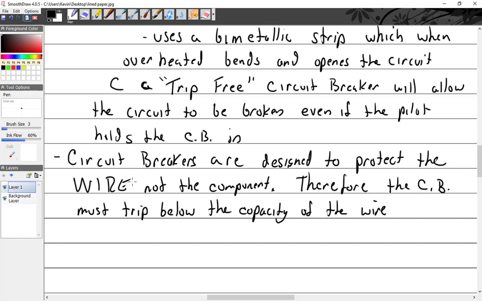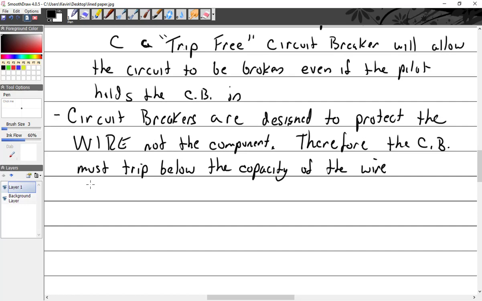Aircraft do not have automatically resettable circuit breakers. They must be manually set. I've already written that. You wrote that like three times. I don't know what number I'm at. You're at number D. D, circuit breaker.